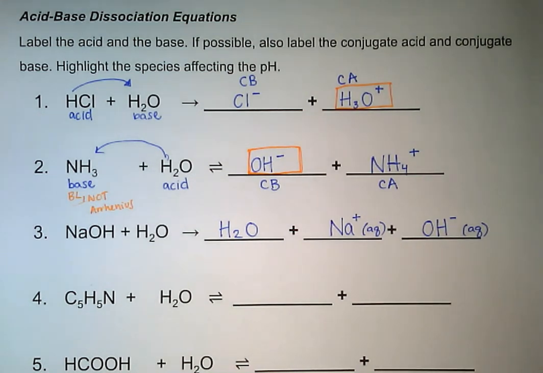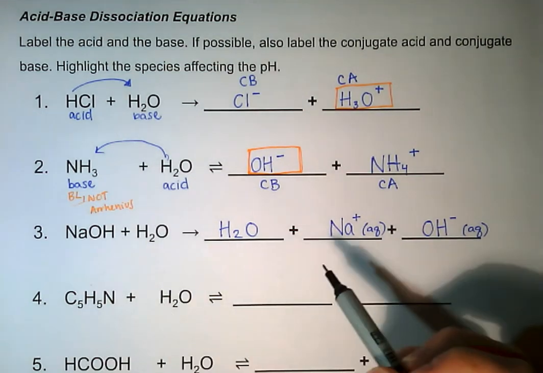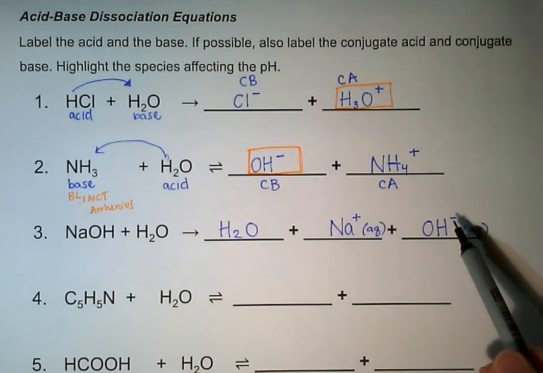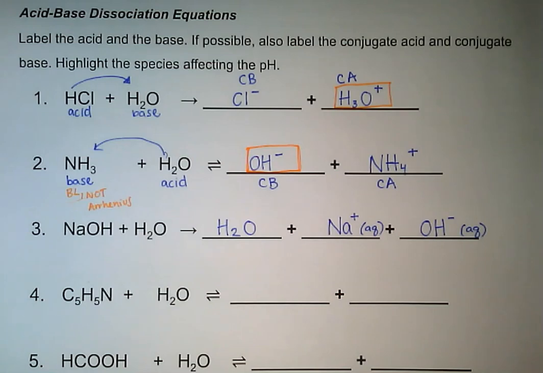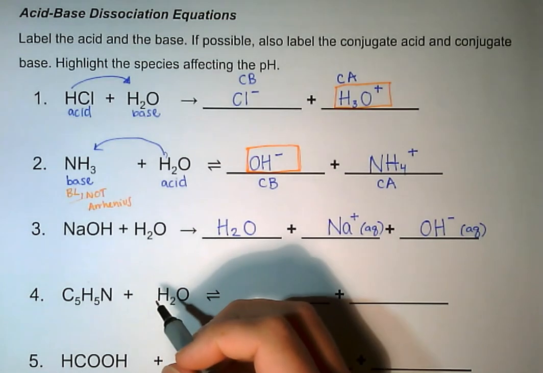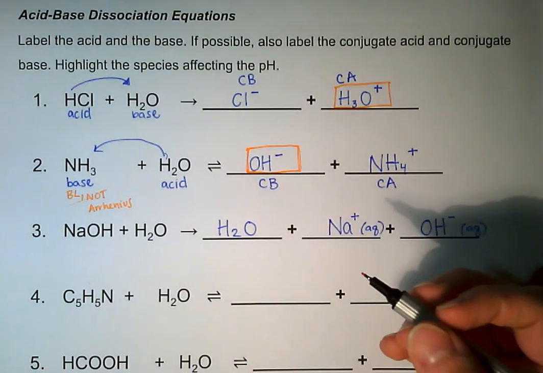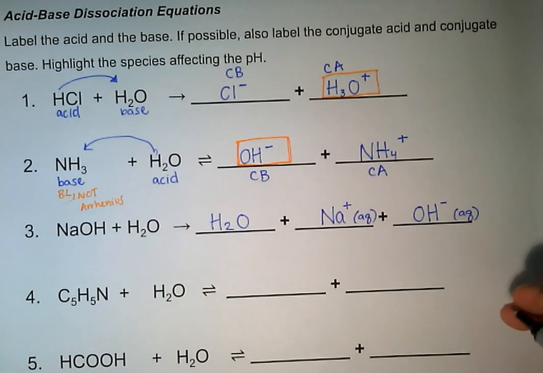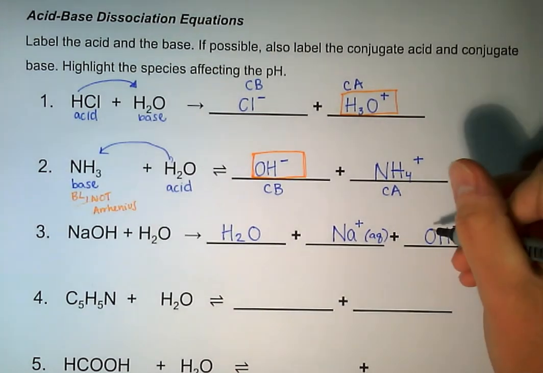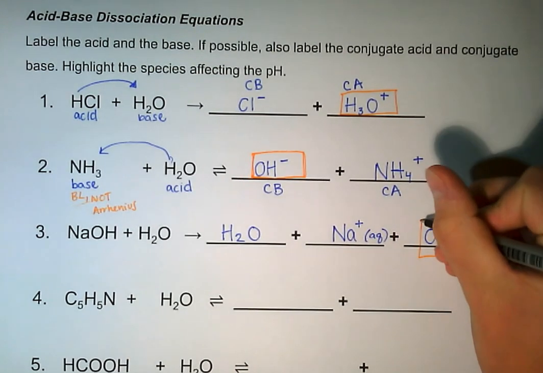And so there is no conjugate acid and conjugate base in this problem because sodium hydroxide is just breaking up. It's not interacting with the water to make it a base. So all we're going to do here is highlight the species affecting the pH, which of course is the hydroxide over here on the right side of our arrow.